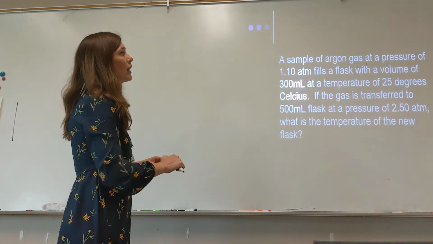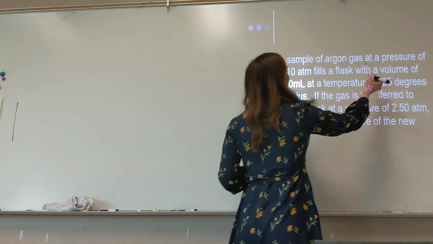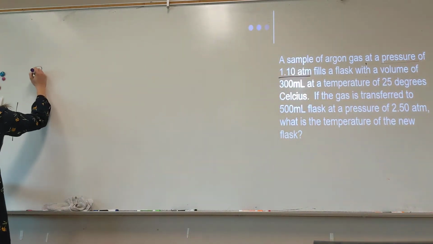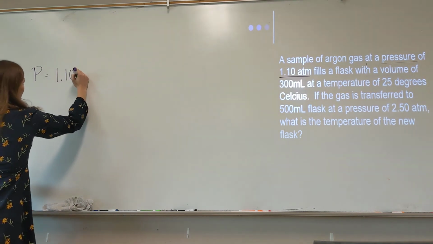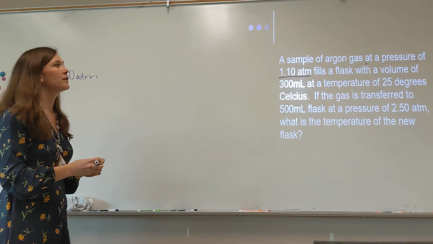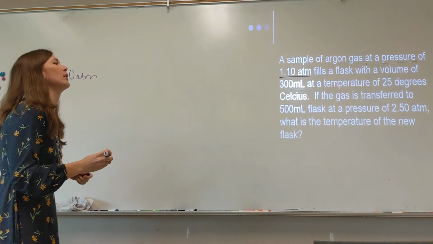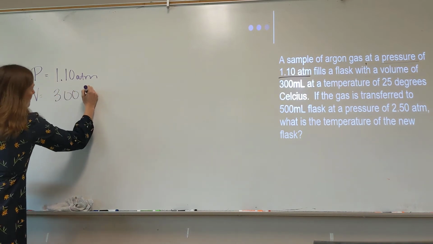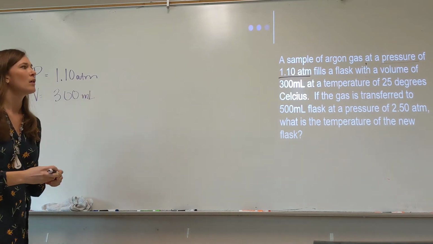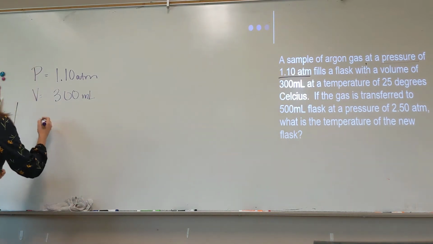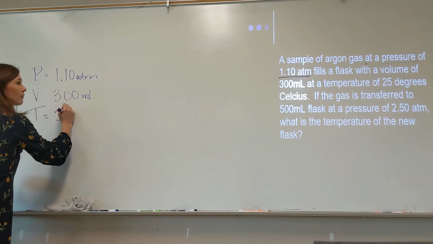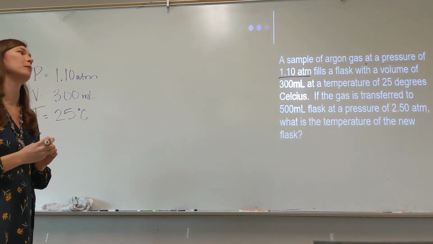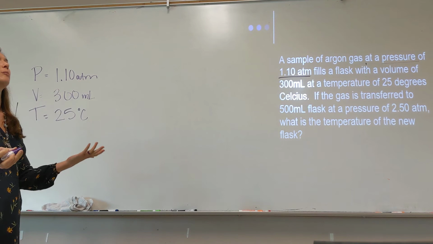Alright, so a sample of argon gas at a pressure of 1.1 atmospheres. So I know I have a pressure, 1.1 atmospheres. Fills a flask with a volume of 300 milliliters, at a temperature of 25 degrees Celsius. If the gas is transferred to a 500 milliliter flask, so I'm changing the volume now.